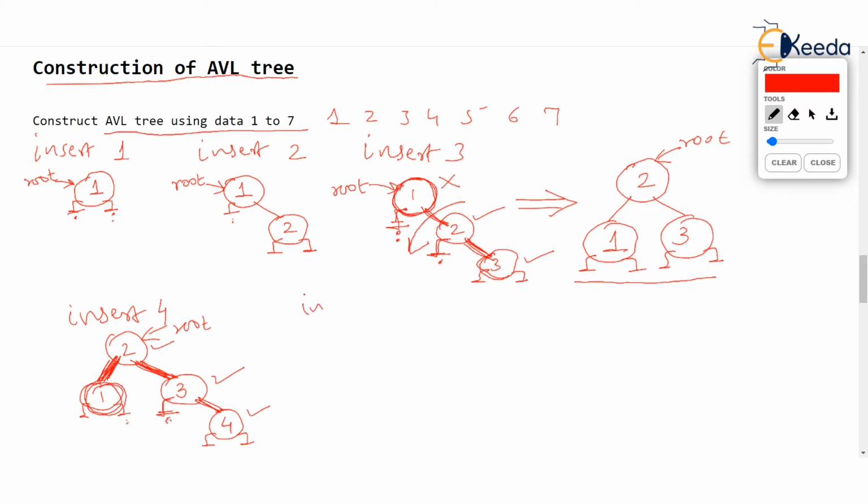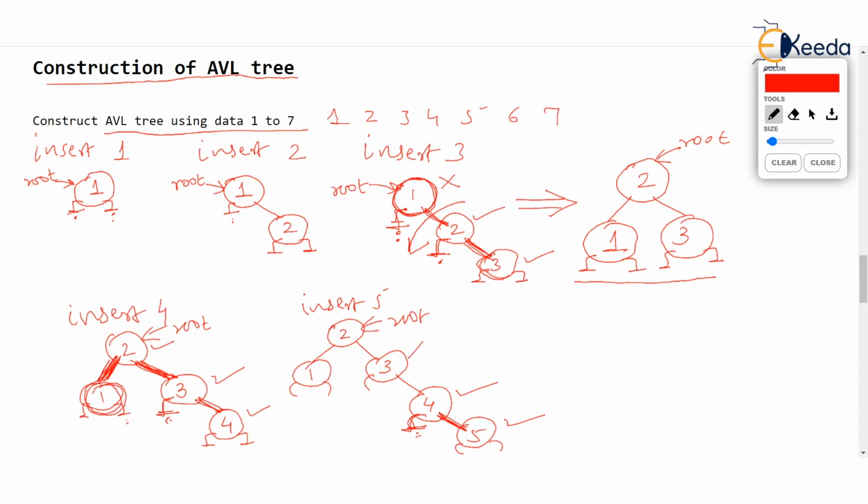Then we just have to insert next value 5. Now 5 in the existing tree, this is the existing tree I am having. 5 will go to the right of 4. Now if you check from bottom up, 2 is still the root. From bottom up if you check, 5 is balanced, 0 minus 0, 4 is balanced, left height is 0, right height is 1.